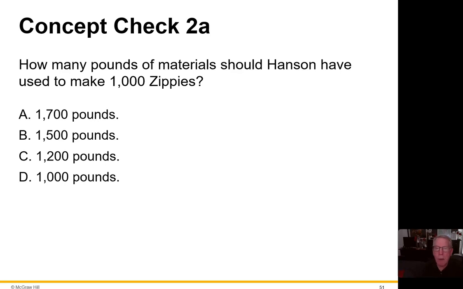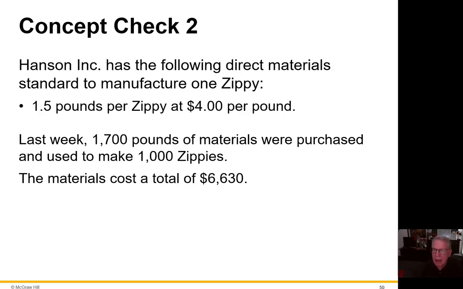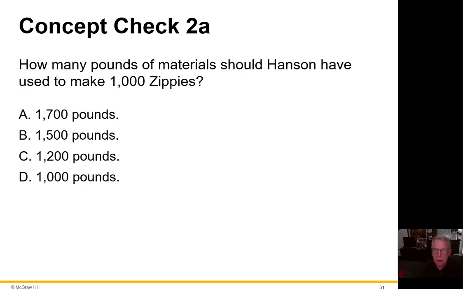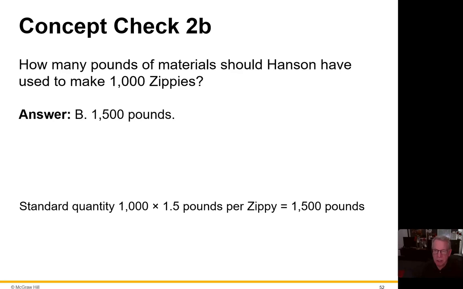Okay, so how many pounds of materials should Hansen have used to make 1,000 Zippies? If I go back, you can see it's 1.5 pounds per Zippy. So the answer is going to be 1,500 pounds. 1,000 times 1.5 pounds per unit gives me 1,500 pounds in total.